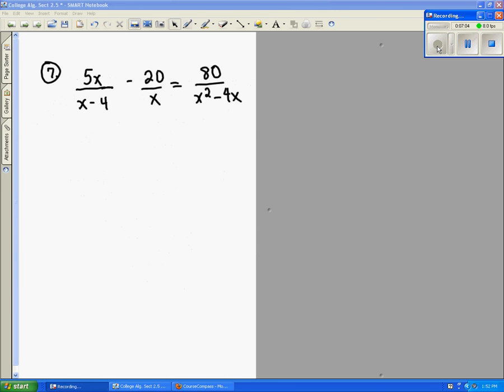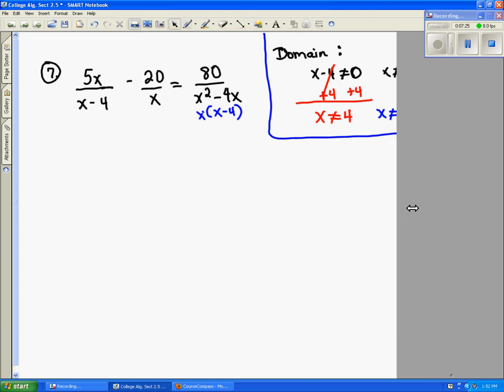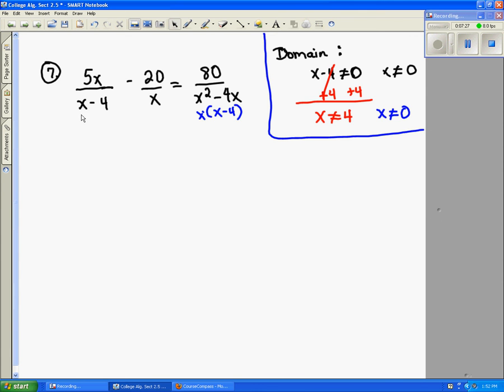Okay, let's look at a more difficult one. First of all, we want to do our domain. That means each of these, since there's a variable, cannot be equal to 0. This cannot equal 0. And this is actually, if I factored out an x, really x times x minus 4. Since we already used both of these, we only have to do it once. So I went off to the side and I set this cannot equal 0 and this cannot equal 0, and found that my domain cannot equal 4 and it cannot equal 0.